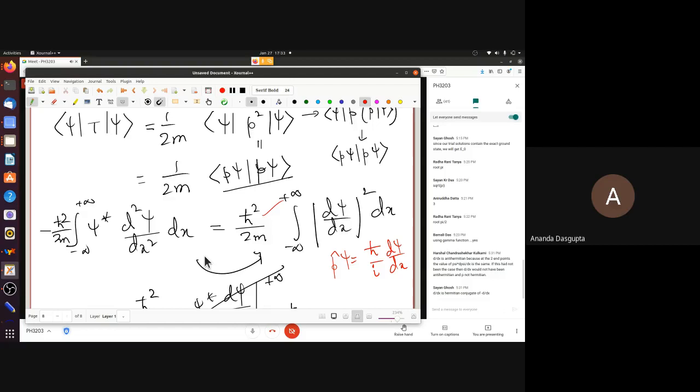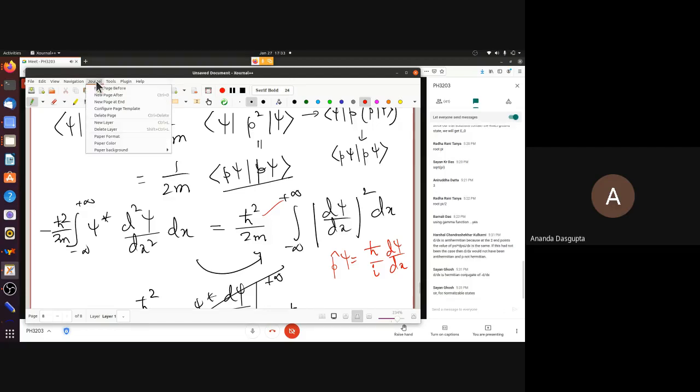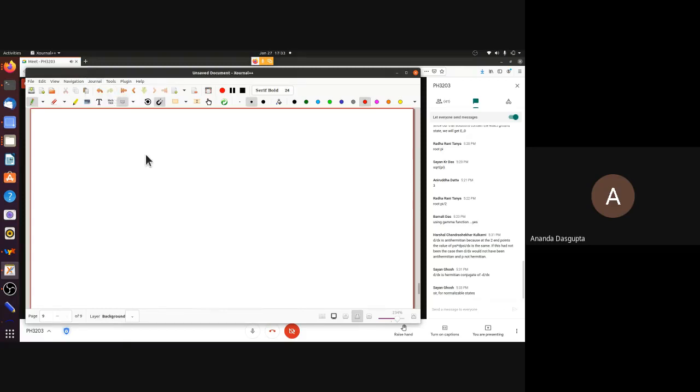The important thing is not just for normalizable states. The basic idea really is this. If you want h cross by i d/dx to be Hermitian, what you want is that it should be able to act on both psi star or psi, and you should get the same result in both cases. That is, you are demanding this.